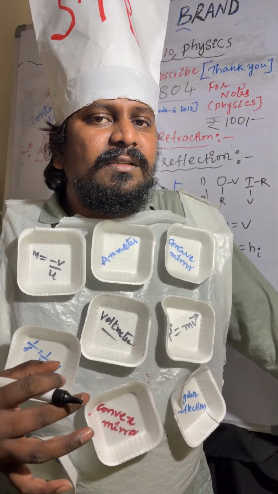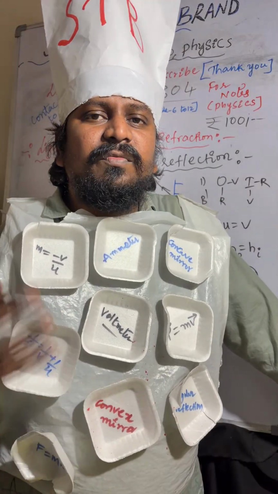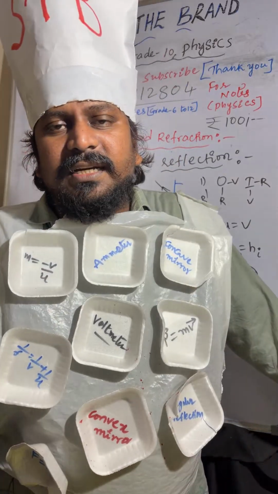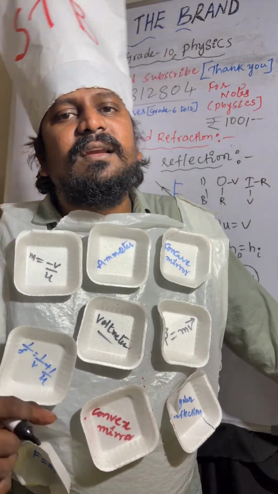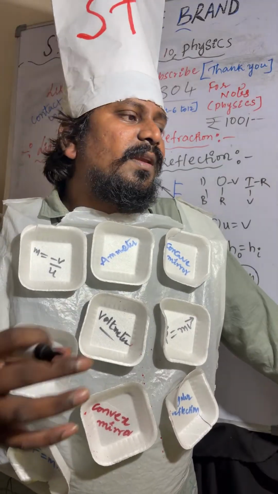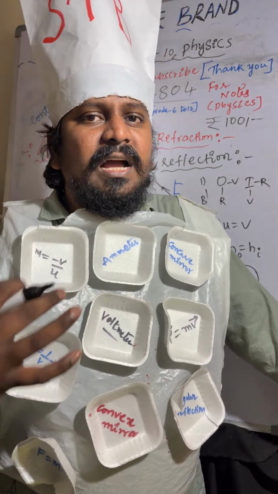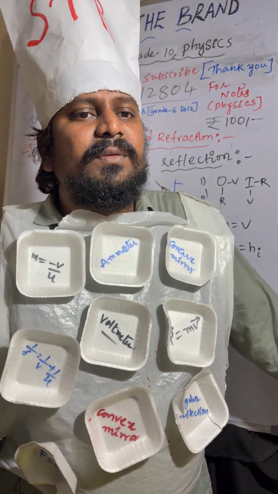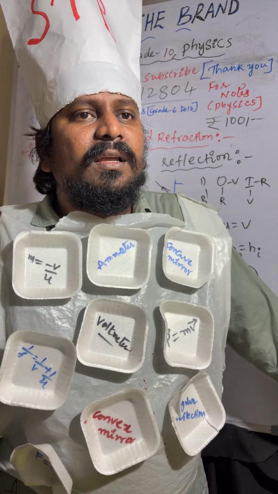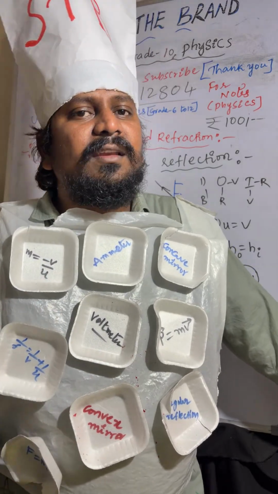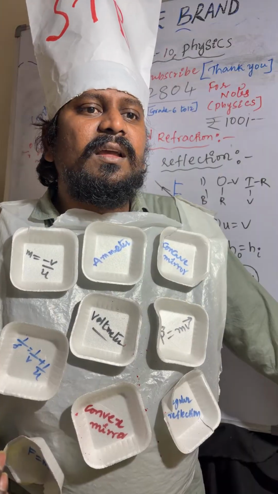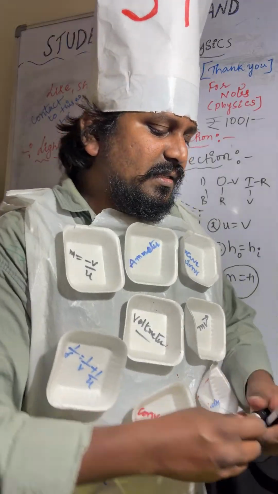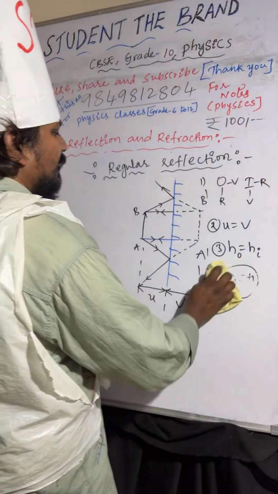What is lateral inversion? The phenomenon in which the right side of the object appears to be the left side of the image, and the left side of the object appears to be the right side of the image. This mirror image is called lateral inversion. Right? Yes. Now, next one.